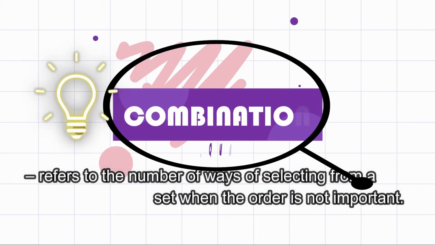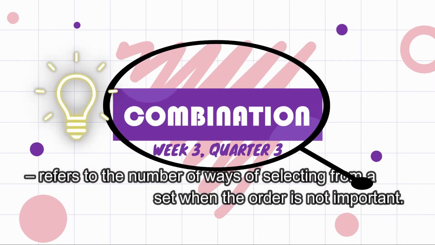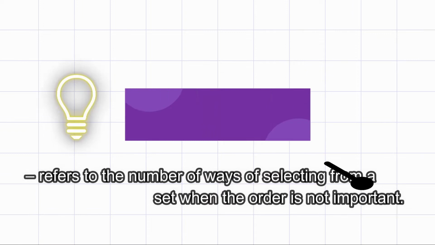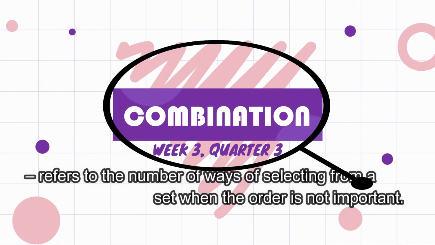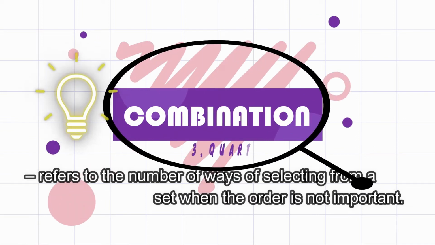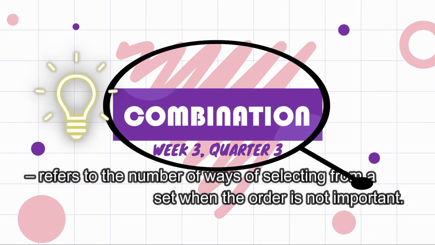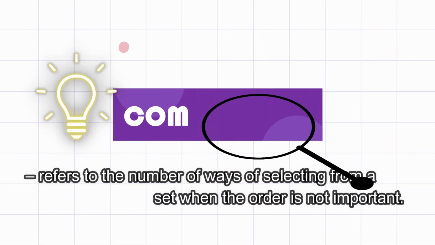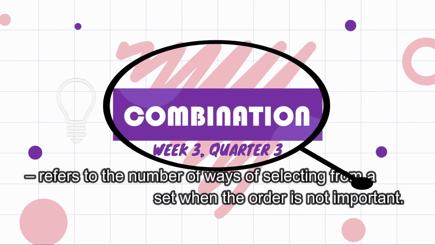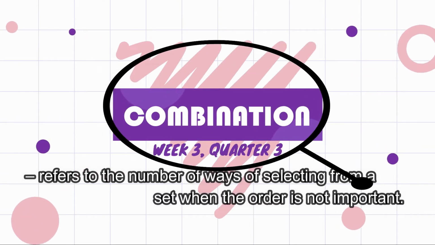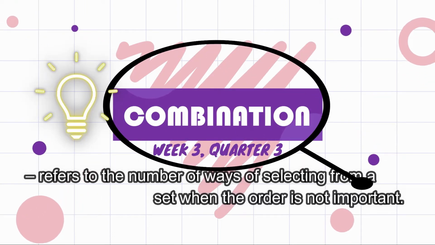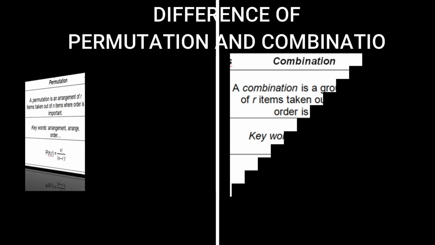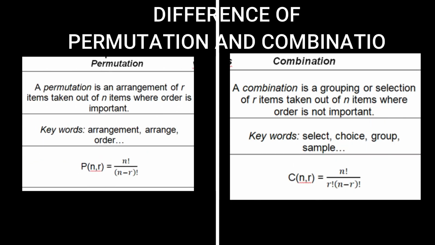So this time, we will talk about combination of quarter 3, week 3 as a part of our topic in statistics. Combination refers to the number of ways of selecting from a set when the order is not important. Remember that in combination, the order is not important. Ano naman ang kaibahan ng permutation at combination?